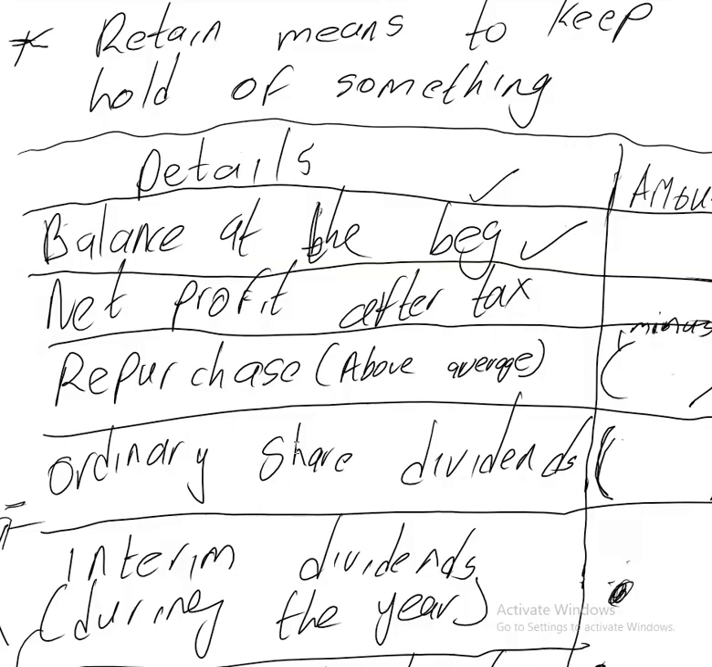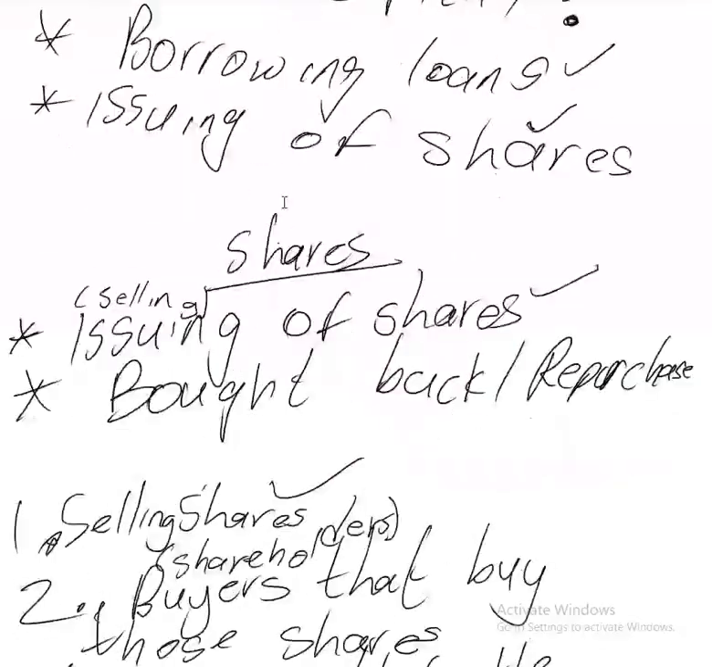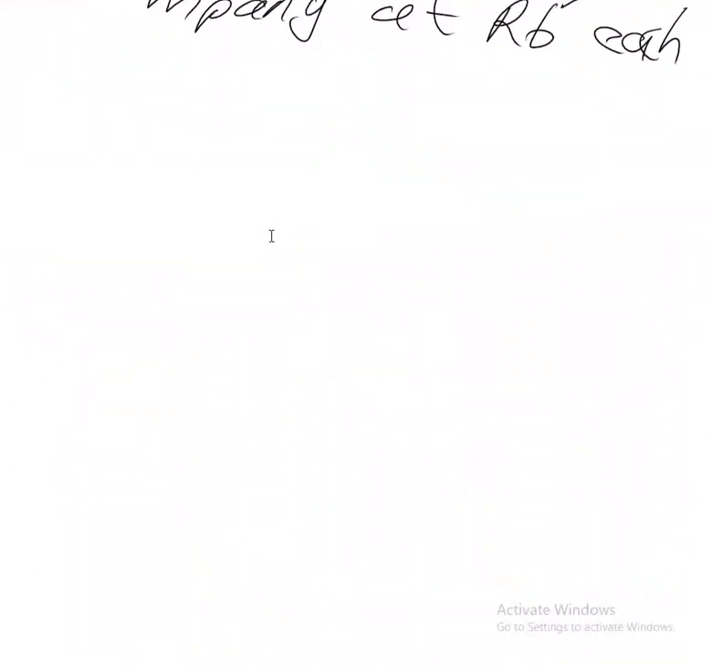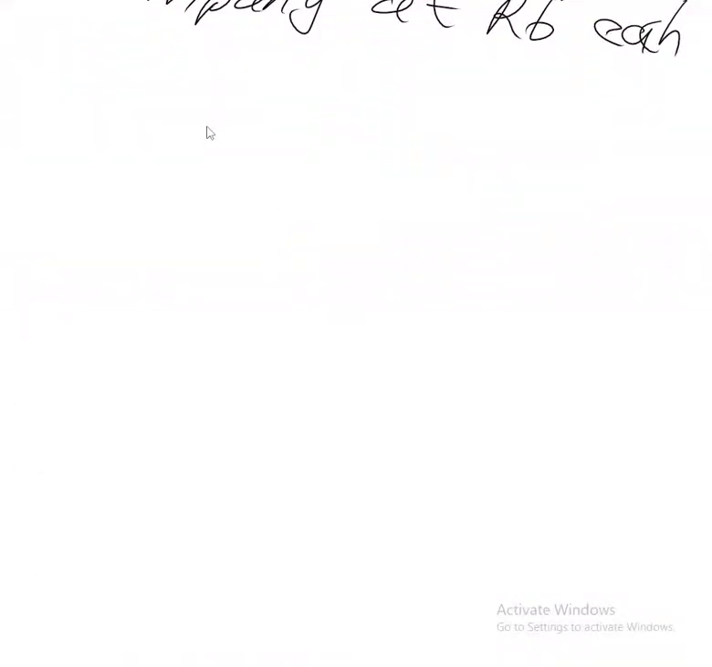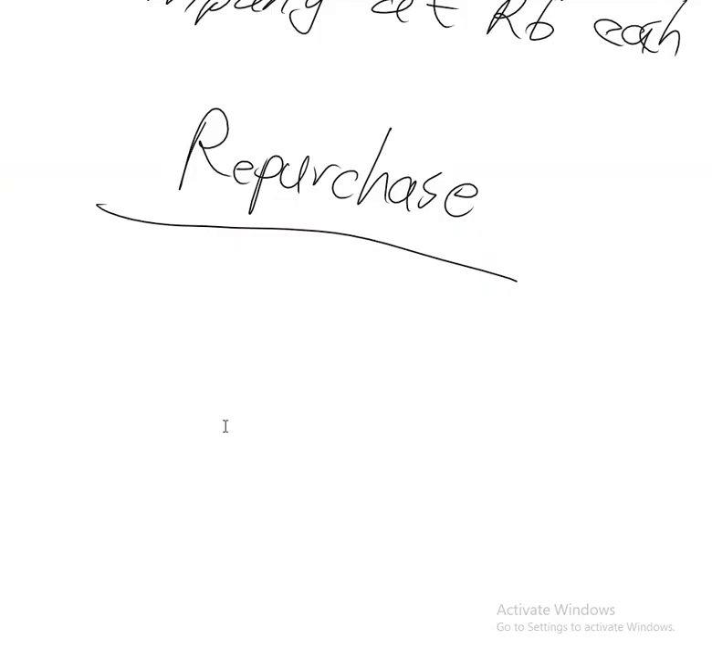I'm just gonna add maybe 1 rand on top and make it 3 rand. So the 2 rand, which is the average, will go to the ordinary share, and then the 1 rand that is above the average will go to the retained income. Now, this is where we look at repurchase. This information will also help you when you get to your cash flow statement.